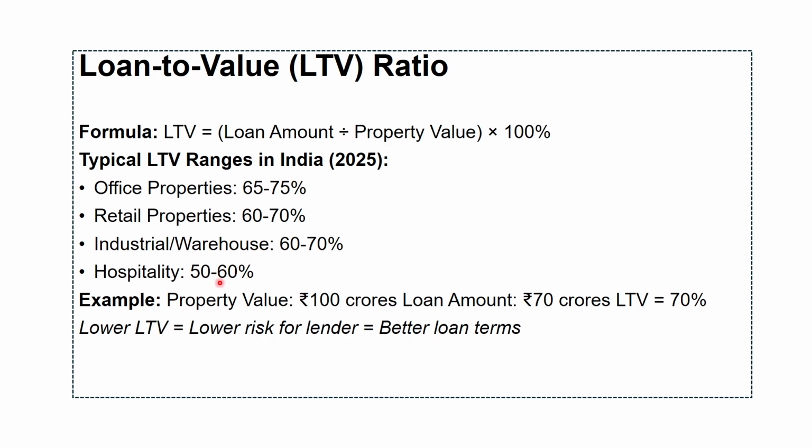We have seen that in COVID time, hospitality was extremely impacted, but after that it picked up amazingly. So, it's a very fluctuating business, which is why LTV is on the conservative side. We can see one example here: a 100 crore Mumbai office with a 70 crore loan has 70% LTV. It is a straightforward calculation, not very difficult to understand. So, that is the case of the LTV ratio.